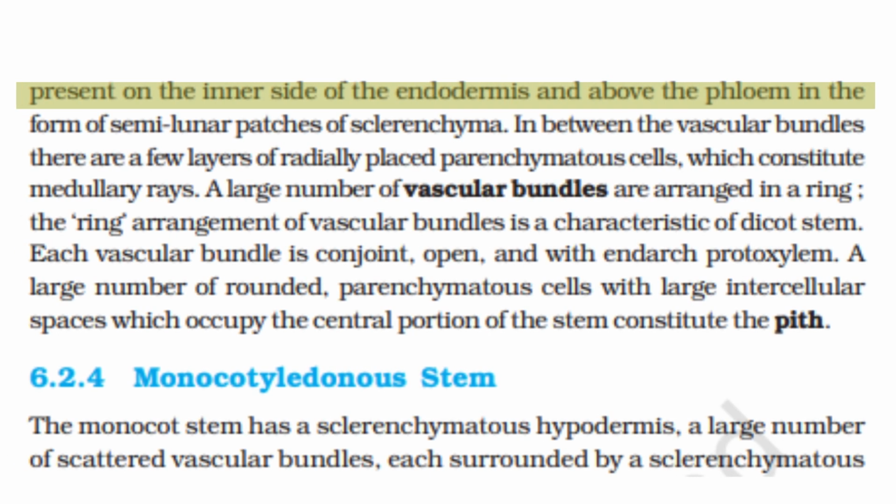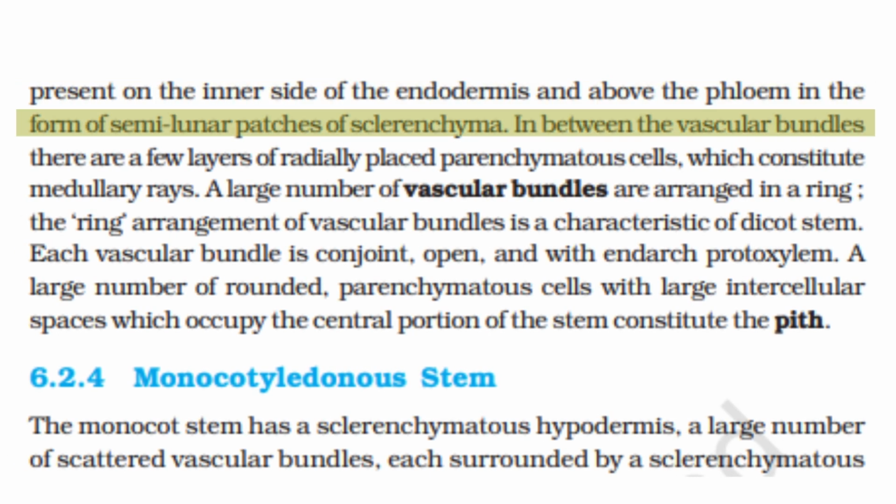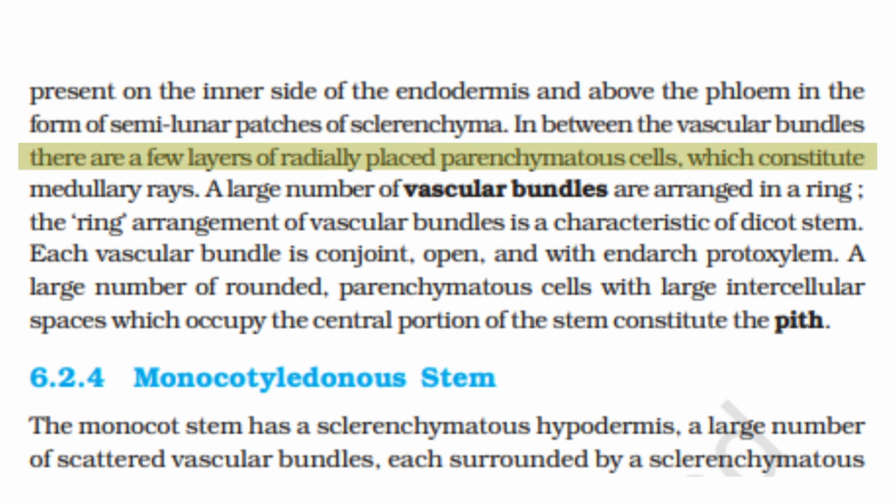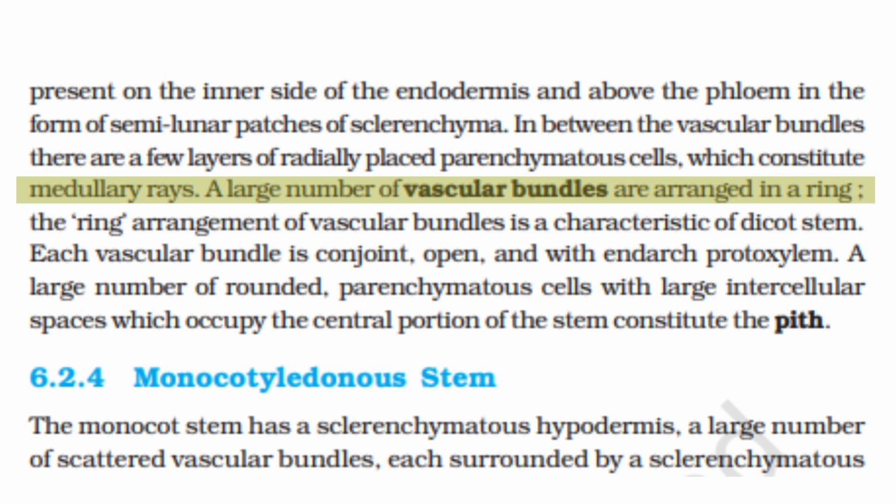Pericycle is present on the inner side of the endodermis and above the phloem in the form of semilunar patches of sclerenchyma. In between the vascular bundles, there are a few layers of radially placed parenchymatous cells which constitute medullary rays. A large number of vascular bundles are arranged in a ring.